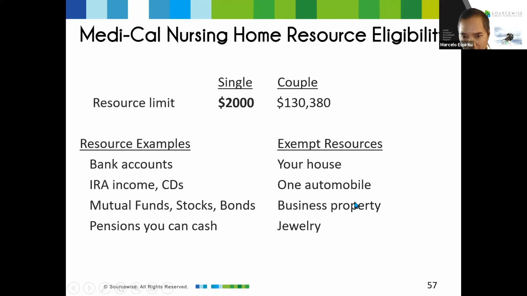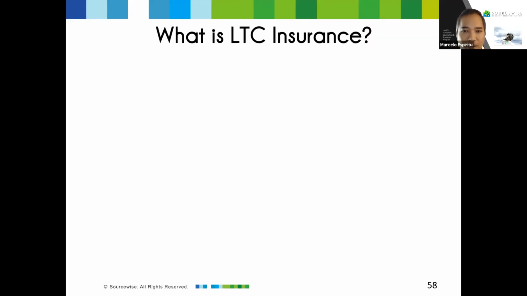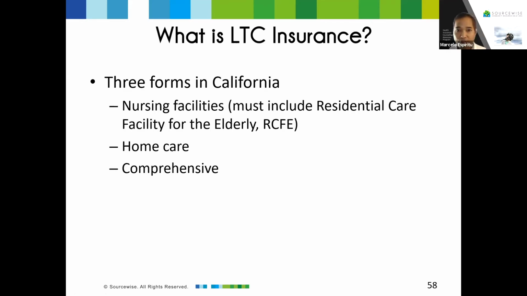Exempt resources, again, include a residence, one residence, one automobile, business property, and jewelry. And there are a whole host more. It's more complicated than that. So let's look at long-term care insurance. In California, there are 3 forms covering you in 2 locations. So nursing facility, including residential care facilities for the elderly, can have coverage from a long-term care insurance policy designed to cover you in those instances.